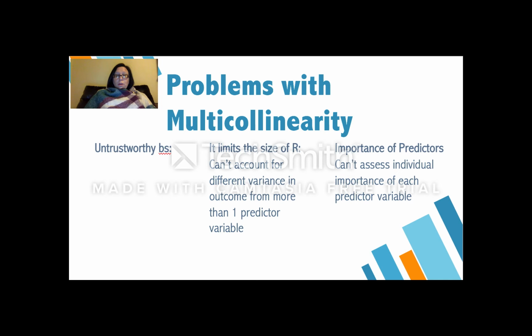And multicollinearity between predictors makes it very difficult to assess the individual importance of a predictor. If the predictors are highly correlated and each accounts for the similar variance in the outcome, then you don't know which of the two variables is actually important in predicting your outcome.